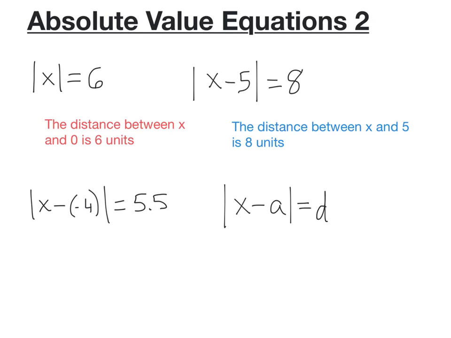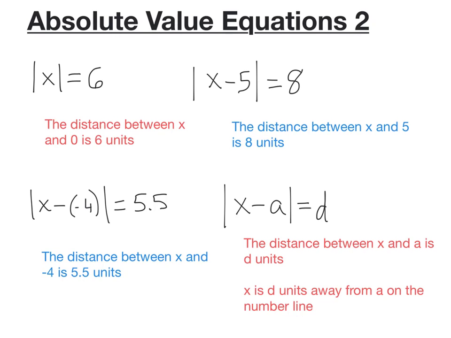The absolute value of x minus negative 4 equals 5.5. This tells us that the distance between these two numbers, x and negative 4, is 5.5 units. X is 5.5 units away from negative 4. Could be in either direction. Could be to the right on the number line, could be to the left. So when we see the more general form, the absolute value of x minus a equals d, we can say that the distance between x and a on the number line is d units, or that x is d units away from a.